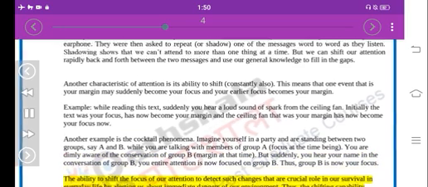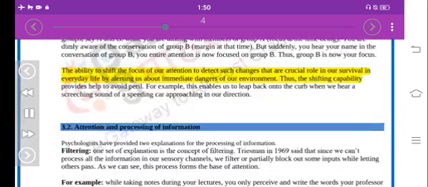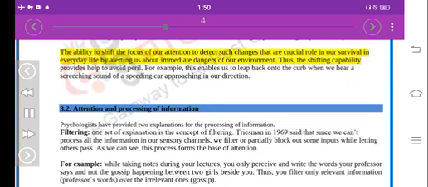The ability to shift the focus of our attention to detect such changes plays a crucial role in our survival in everyday life by alerting us about immediate dangers of our environment. Thus, the shifting capability helps us to avoid peril. For example, this enables us to leap back onto the curb when we hear a screeching sound of a speeding car approaching in our direction.